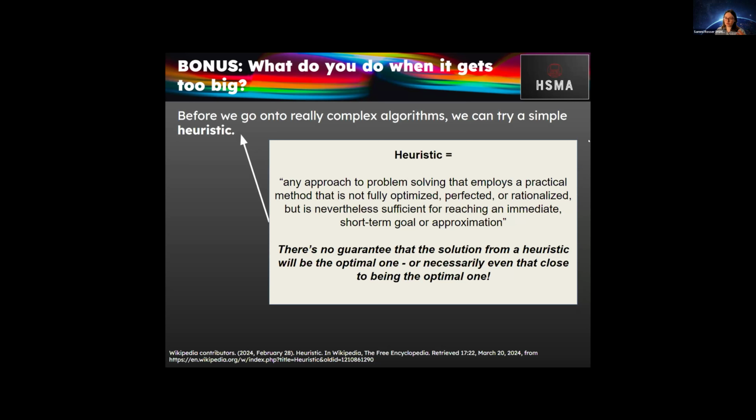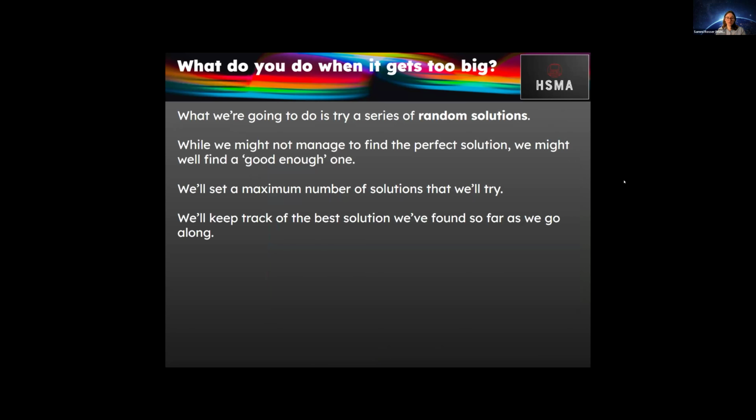Now, this is just any approach to a problem that is not a perfect solution. It's not fully optimized. It's not perfect. It's a pretty good way of coming up with a reasonable solution to a large problem. There's no guarantee that this solution is going to be the optimal one, or even necessarily that close to being optimal, but in a size of problem where you can't brute force it, it will be better than just working through the first 1,000 that you possibly can. This will probably be a better way to go about it.